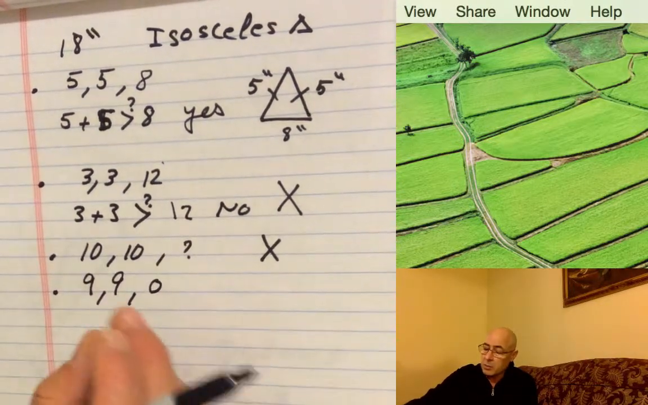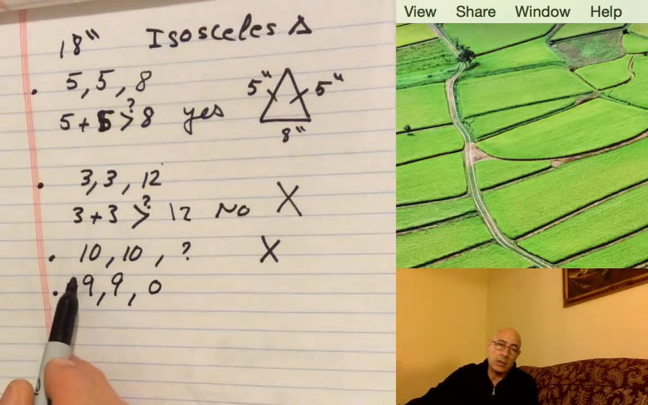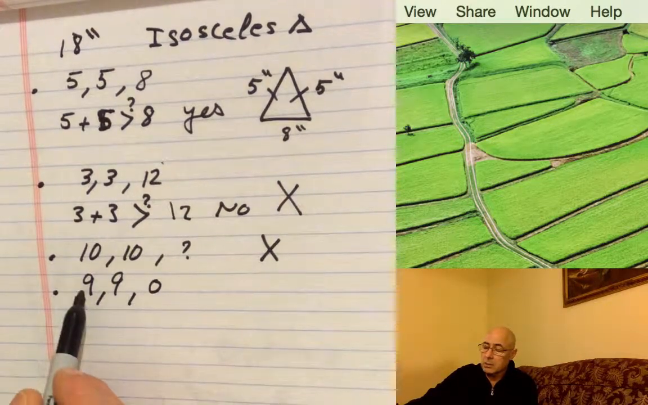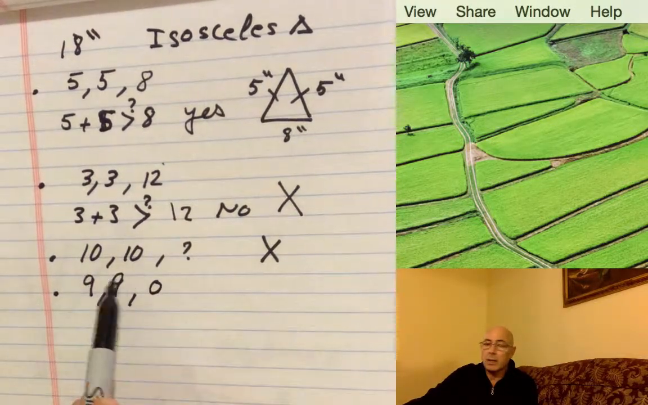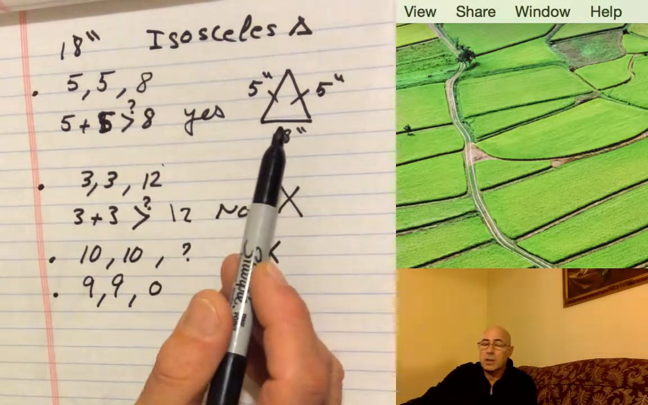Let's pick the smallest 2 numbers, 0 and 9. 0 plus 9 is 9. Is it greater than the other 9? No. But I don't need to do all this. If I'm doing 9 and 9 as 2 legs, nothing is left for the third side. So I can't form a triangle.